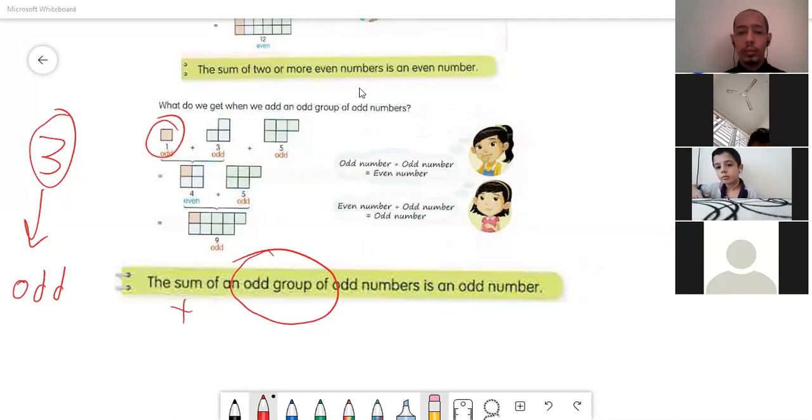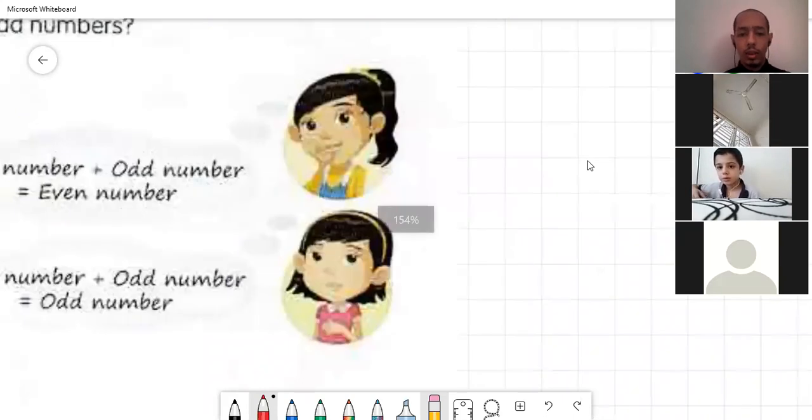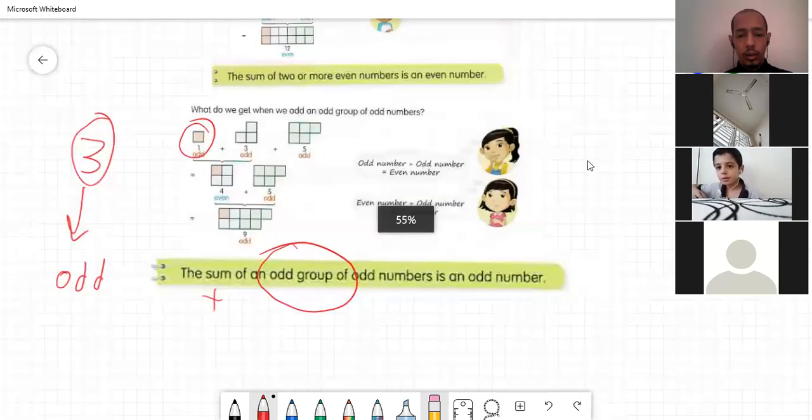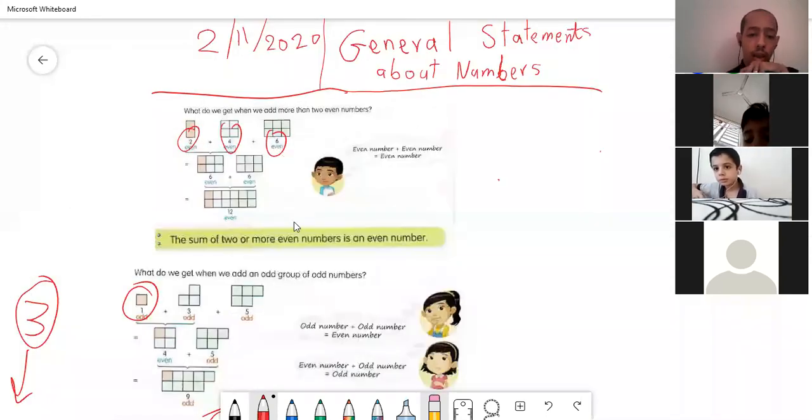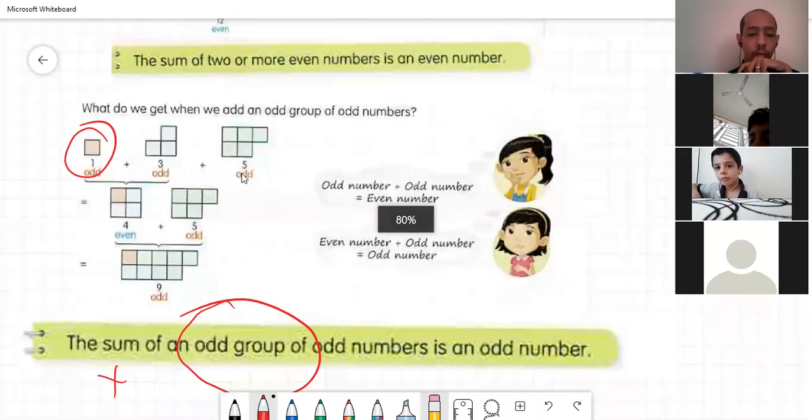Listen, guys. The first time, we have added even numbers, okay, 2, 4, and 6, and the answer was an even number. But this time we are adding odd numbers, 1 and 3 and 5. Do you see here?